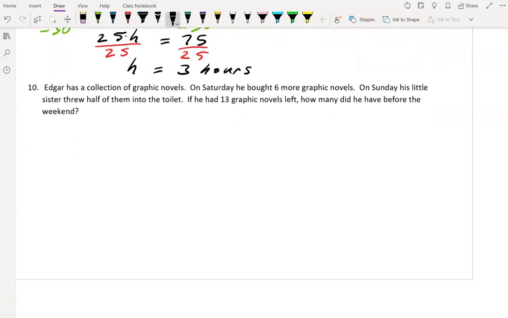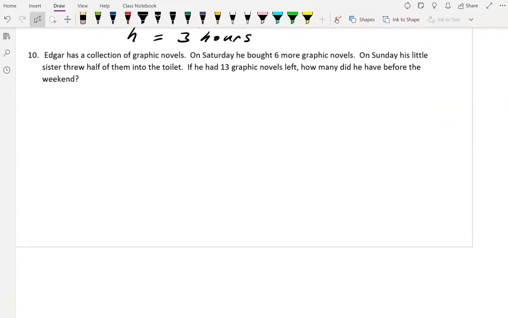All right, last question. Edgar has a collection of graphic novels. On Saturday, he bought 6 more graphic novels. On Sunday, his little sister threw half of them into the toilet. Oh no. If he had 13 graphic novels left, how many did he have before the weekend?